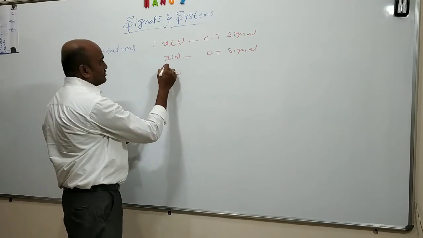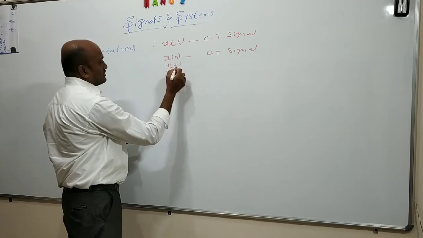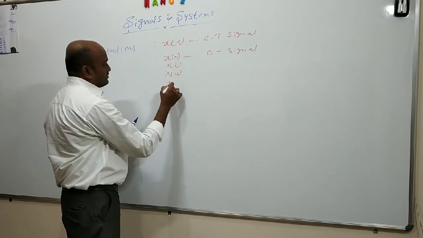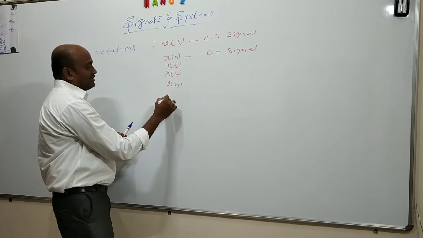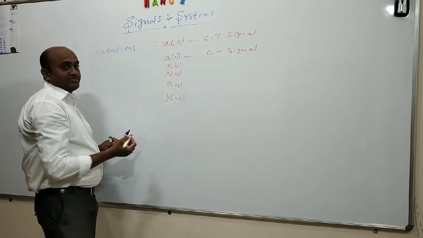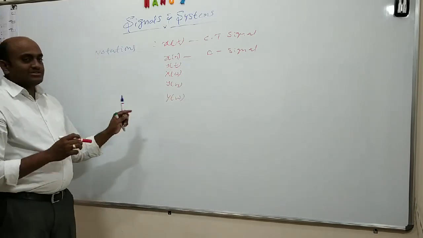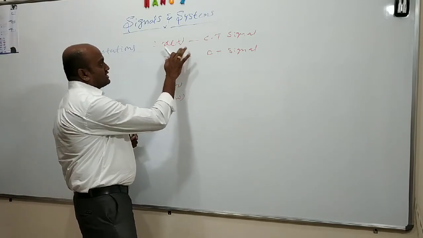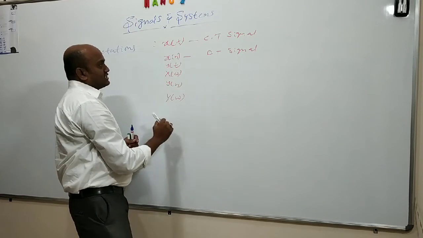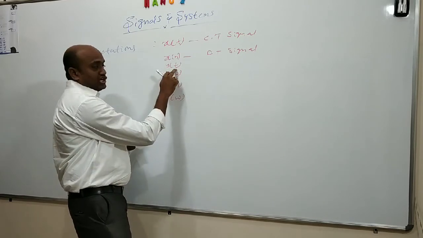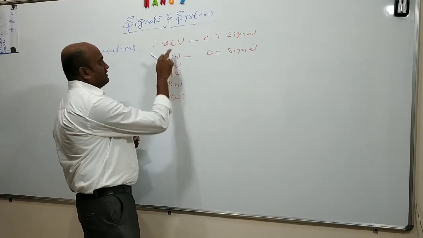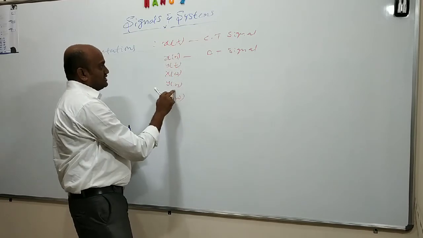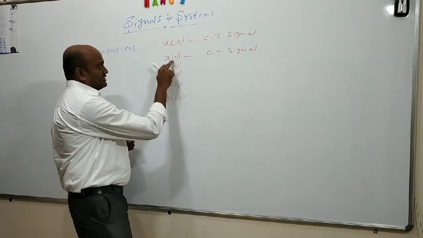The output notation is y of t. The other notation for output is y of n. This will become capital Y of omega, capital Y of f, such kind of notations which we will see in the coming classes. But as of now, you can remember these two. x of t is a continuous-time signal, x of n is a discrete-time signal, y of t is the output which we obtain for this, and y of n is the output which we obtain for an input signal.